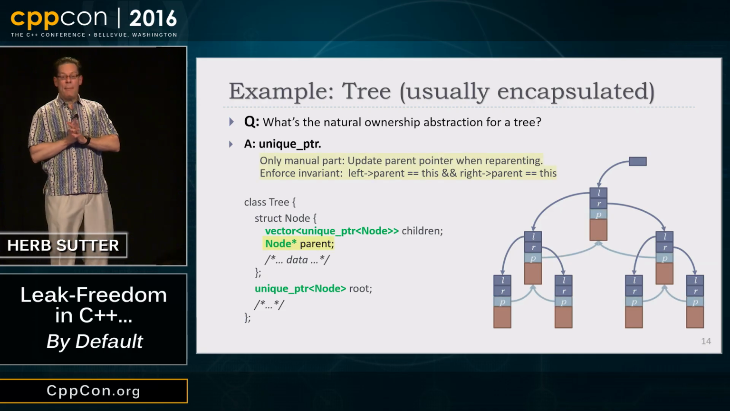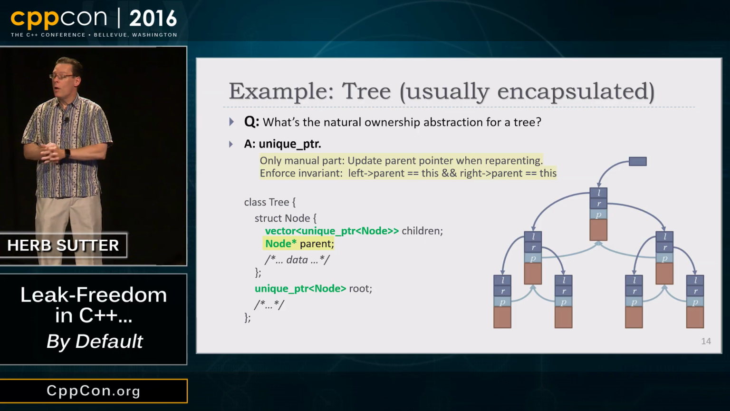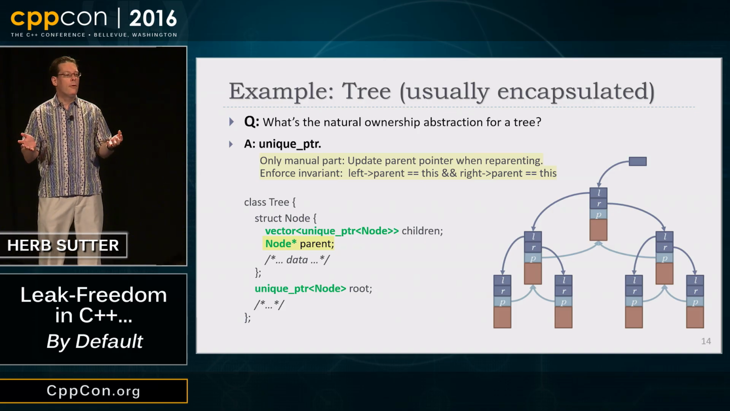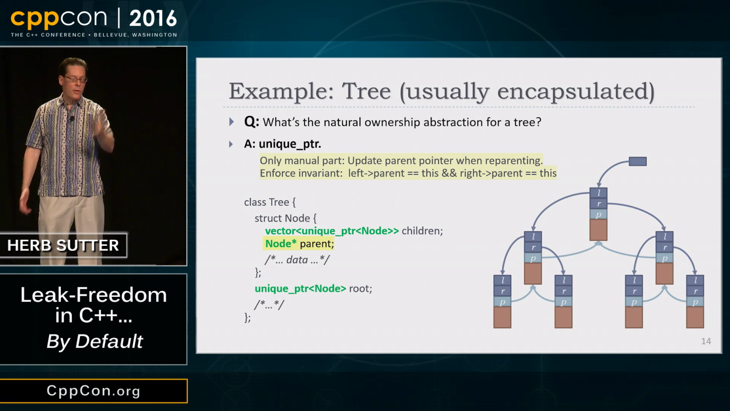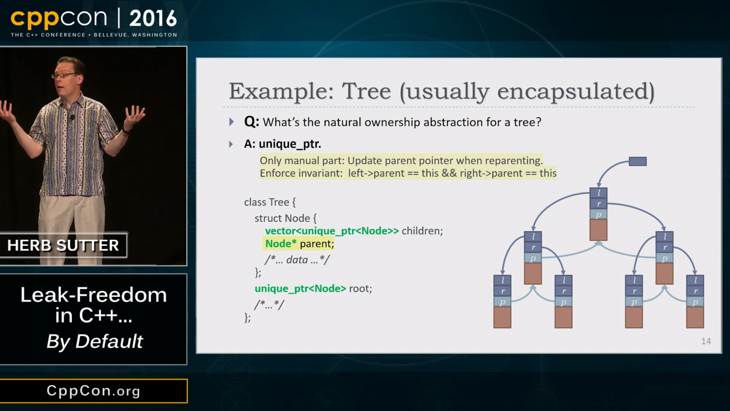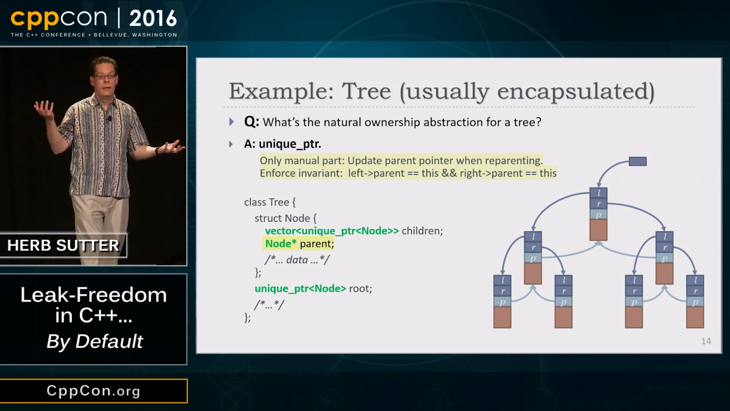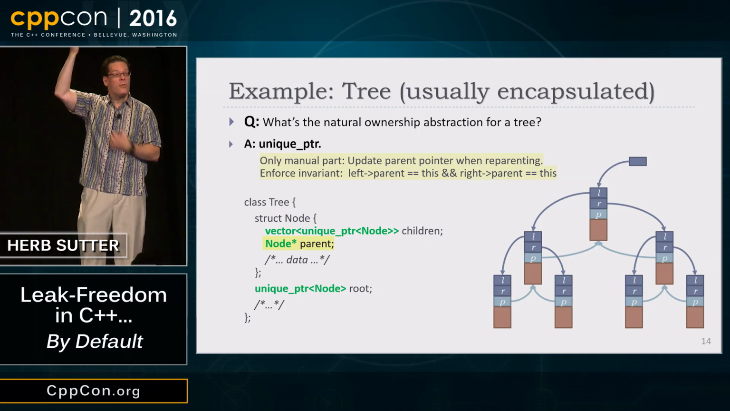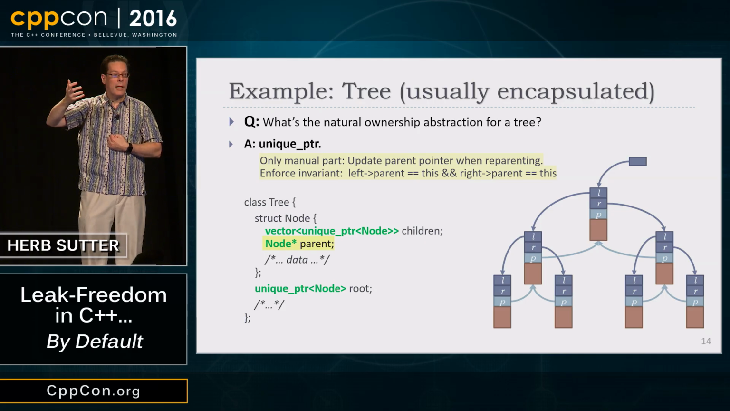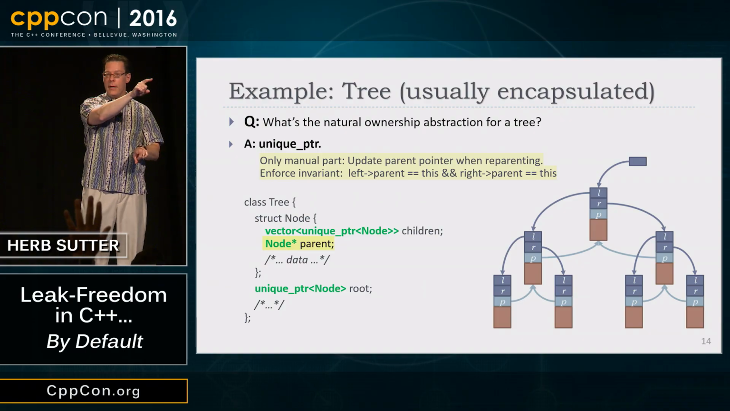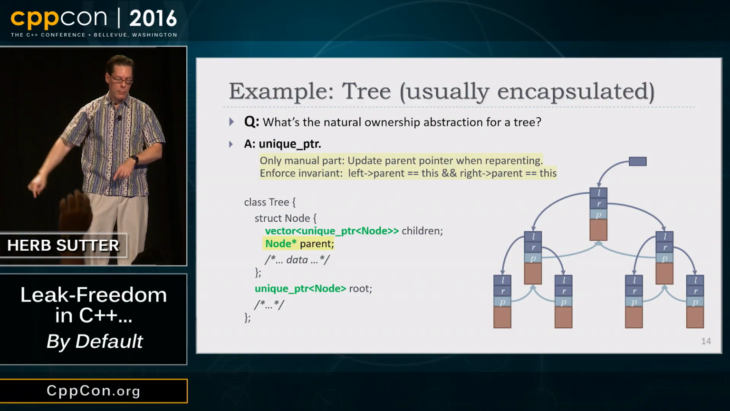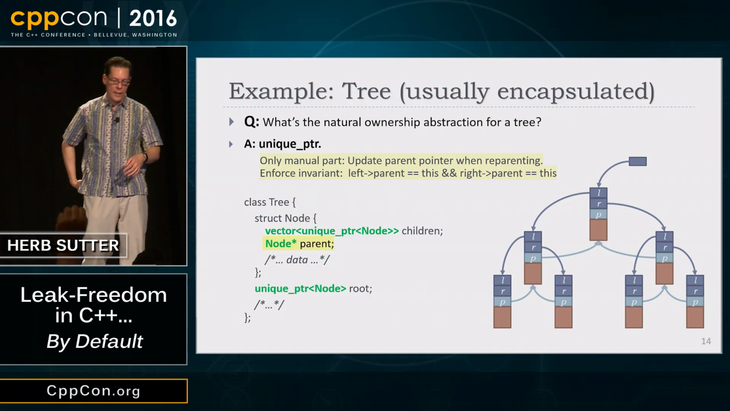Now, if we want a parent pointer, we can do that too. I'm not going to talk a lot about non-owners because we talked about them last year, but in this case, I can have a pointer to the parent, and I know it won't dangle because, why? The parent owns me. Therefore, it will outlive me. Just when you reparent a node, you have to make sure you keep that invariant correct, that left arrow parent equals this and right arrow parent equals this.